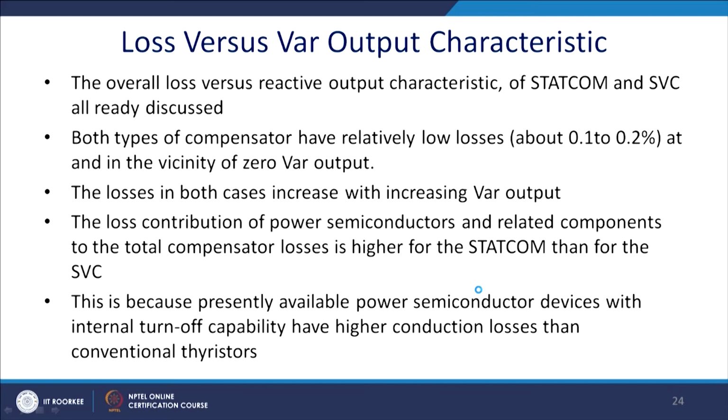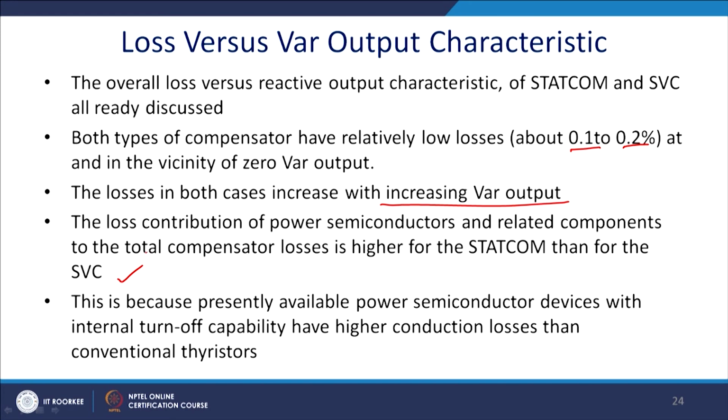What will happen then? The overall loss versus reactive power characteristics of the STATCOM was already discussed. Both types of compensator have relatively low losses, 0.1 to 0.2, in the vicinity of the 0 VAR output. Losses in both cases increase with increasing VAR output, as the current rating increases, and thus conduction losses increase. The loss contribution of the power semiconductor-related components to the total compensator loss is higher for the STATCOM than for the SVC. So, please note this point. This is one of the demerits of the STATCOM.